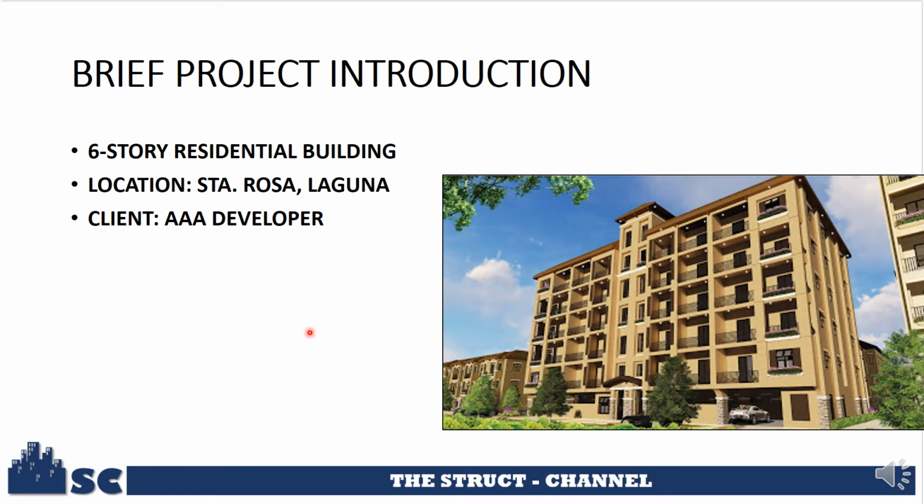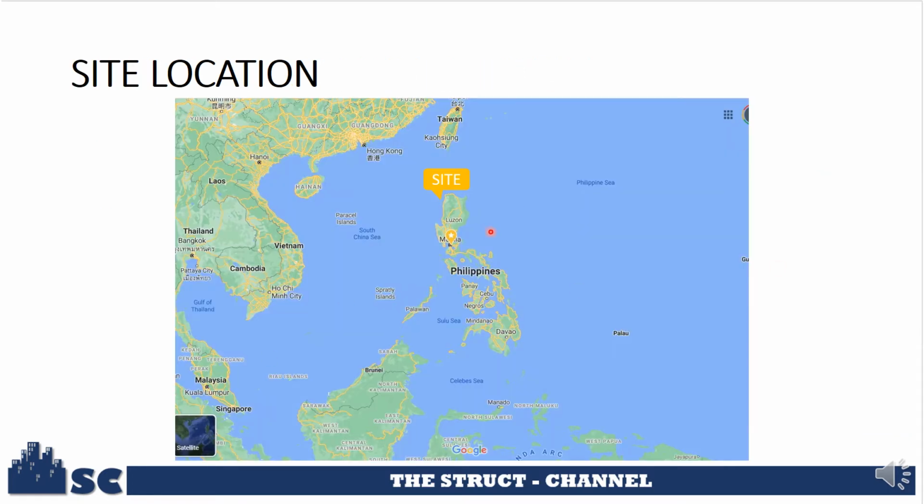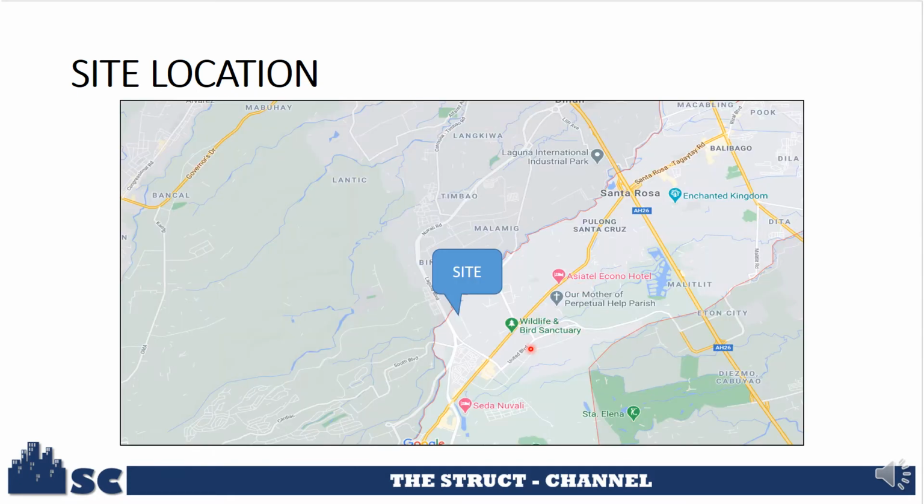For the brief project introduction, it is a 6-story residential building located in Santa Rosa, Laguna. The client is a AAA developer in the Philippines. The site is in the Philippines, here in Southeast Asia. Now, the exact location is a bit at the southern portion of Manila. This is the capital of the Philippines. It is in Santa Rosa, Laguna.